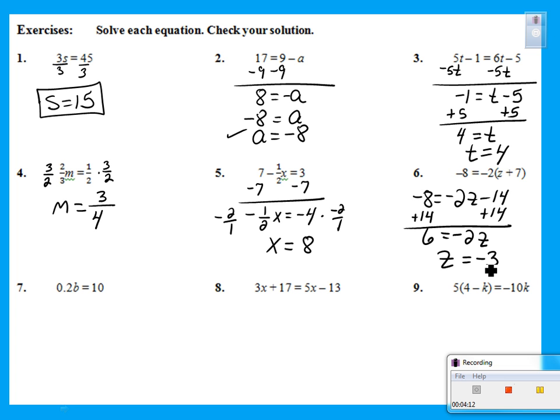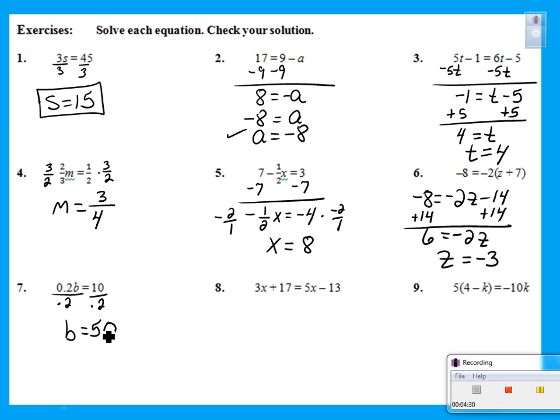On number 7, I got 0.2b equals 10. I'm going to divide both sides by 0.2. Whenever you divide by a small number, your answer is going to grow. So if you type in 10 divided by 0.2, you're going to get 50.